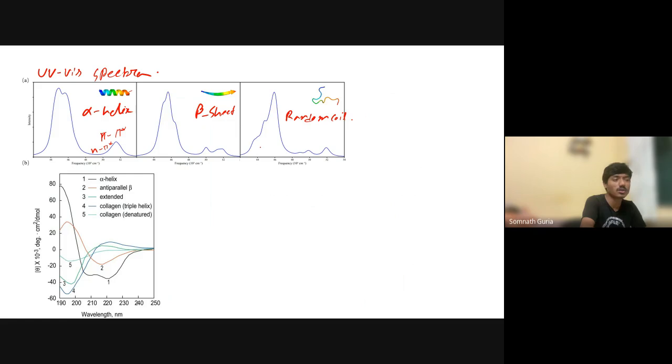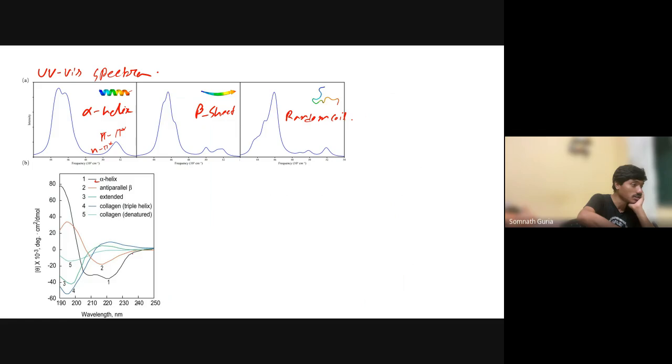This is not easy to follow up. Can we go through with CD spectroscopy? If we go for CD spectroscopy, we'll get exactly different activity, so there is some characteristic over here. So first of all, let's come to the alpha helix. This is the alpha helix.